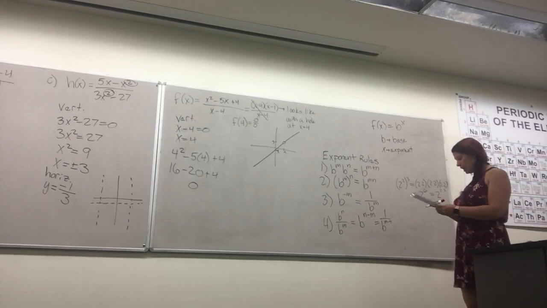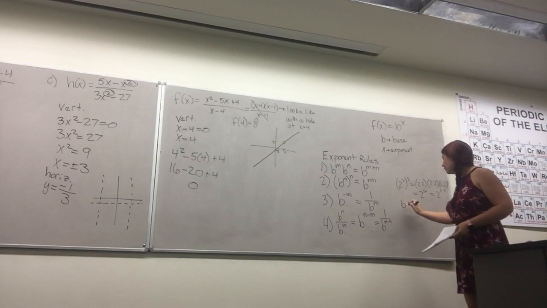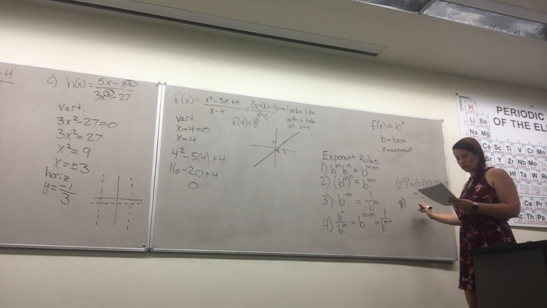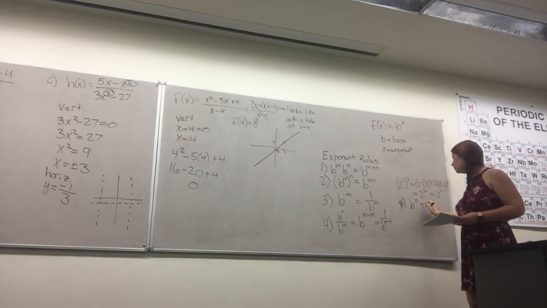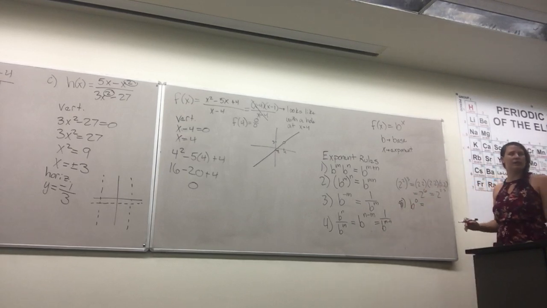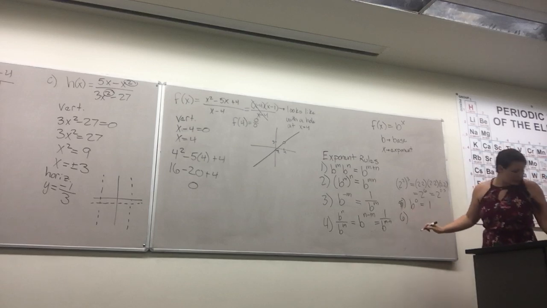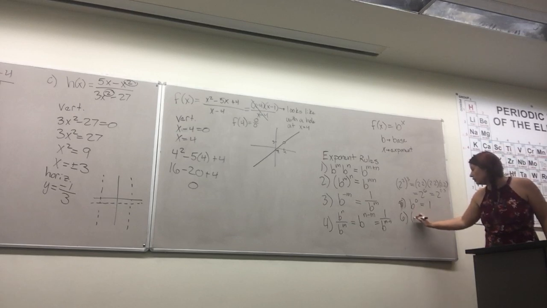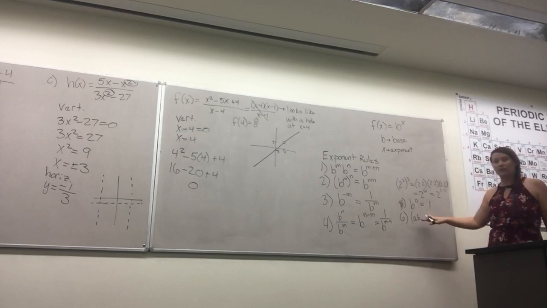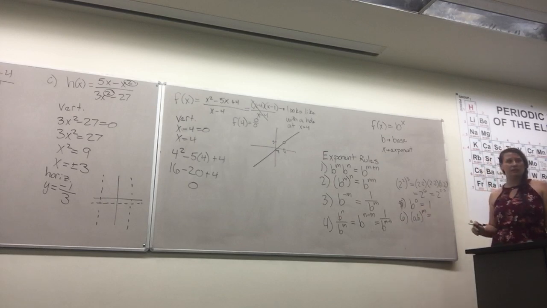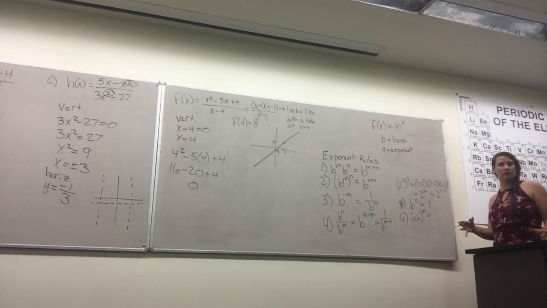Then, if we have, so the fifth rule is b to the 0. So anything to the 0 power is equal to 1. Sixth rule is if we have a times b, so two different things being multiplied to the m, that means we can just separate. As long as it's multiplication or division, that's the next rule, okay?